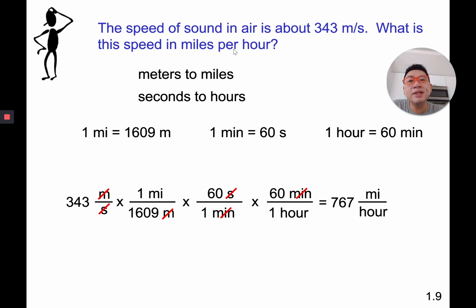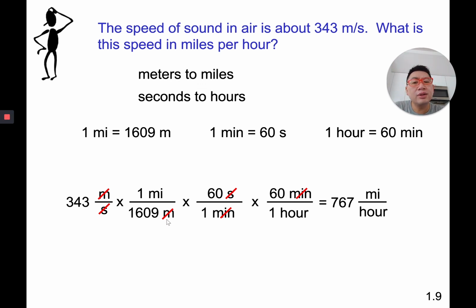What is that speed in miles per hour? 343 meters per second is the same as 767 miles per hour. This, by the way, really is the speed of sound. So the speed of sound is 767 miles per hour.